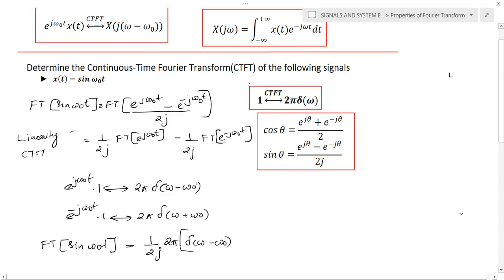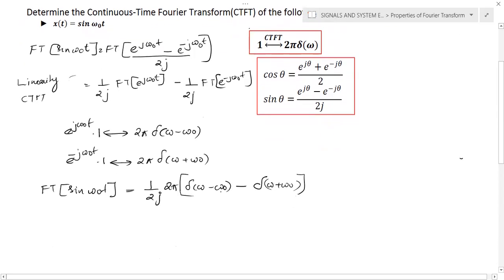And the second term, again, this is 1 by 2j, if you take 1 by 2j common, it becomes minus del of omega plus omega 0. Again, you will get two impulse signals. One is located at omega 0 and another one is minus omega 0. So if you simplify this, it becomes pi by j, okay, del of omega minus omega 0 minus del of omega plus omega 0.